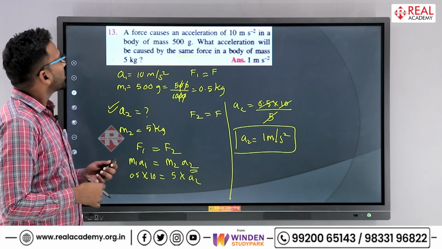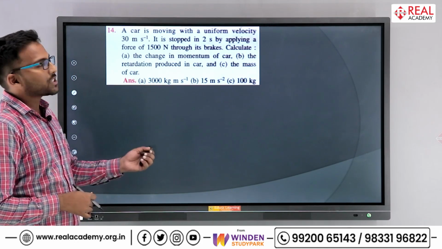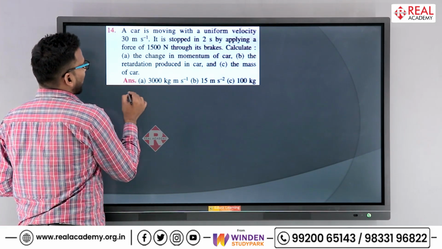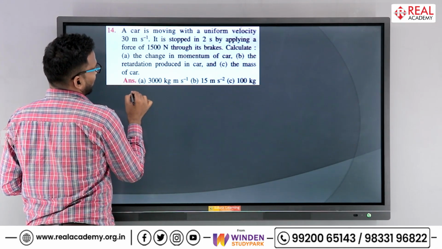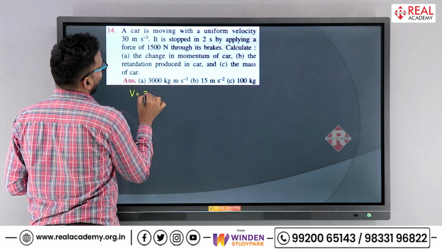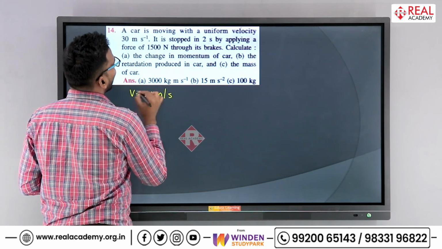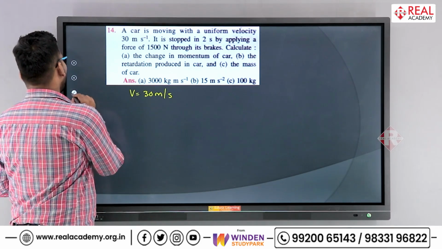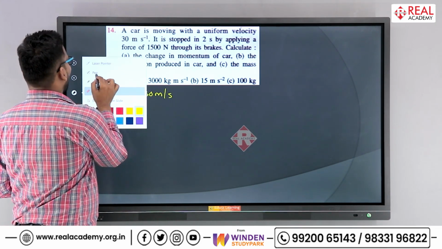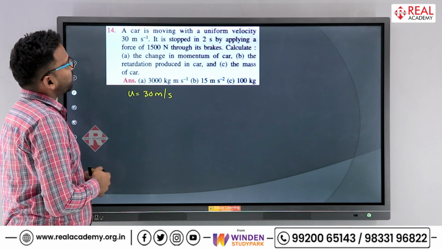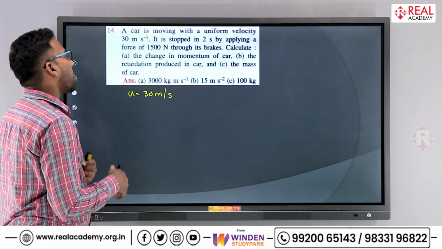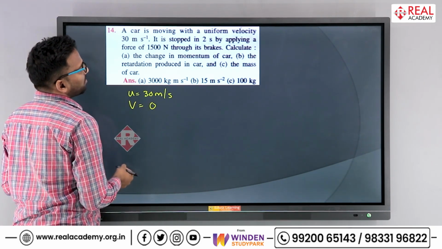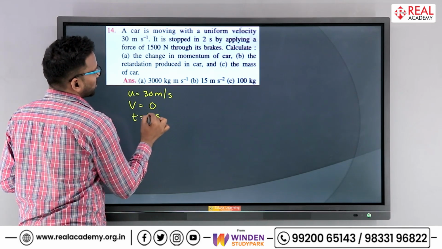Okay. Next question. This is the last question of this exercise. A car is moving with a uniform velocity 30 meter per second. It is stopped in 2 seconds by applying force. That means 30 meter per second will be the initial velocity. It is stopped. Stopped means final velocity will be 0. Stopped in how much time? 2 seconds. That means t is equal to 2 seconds.